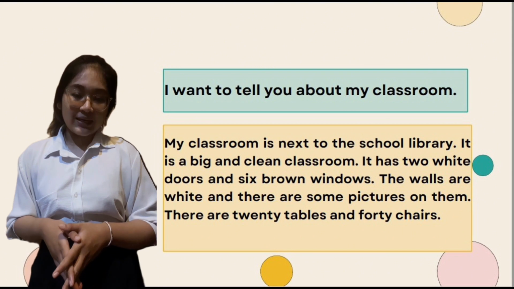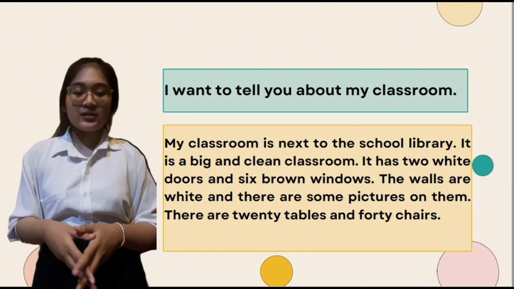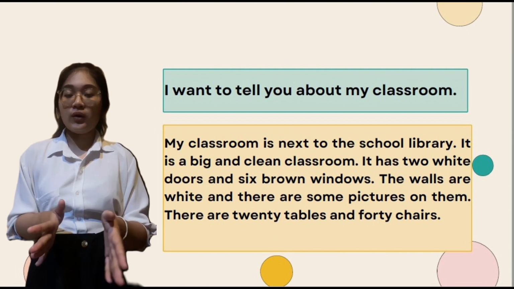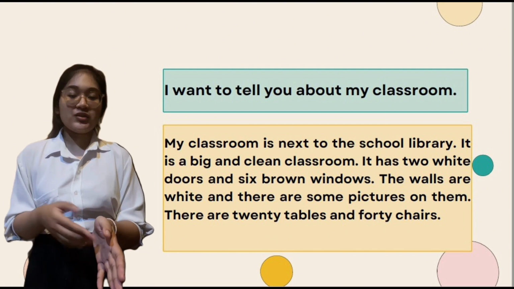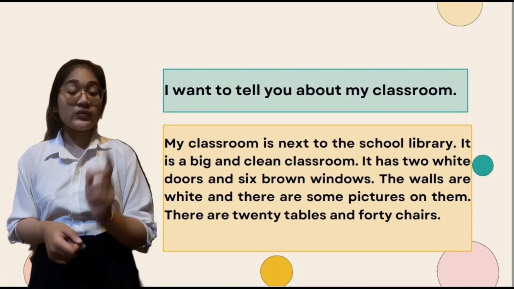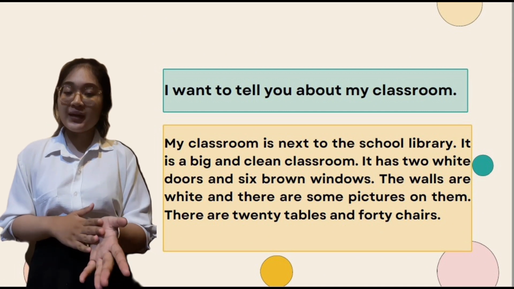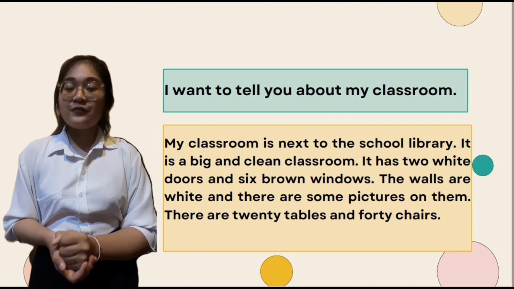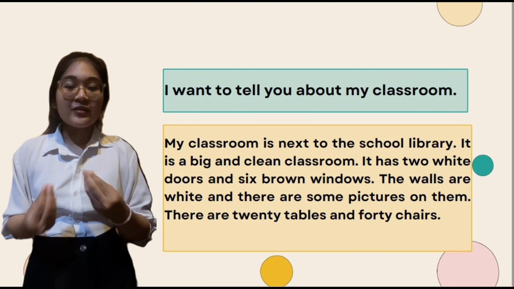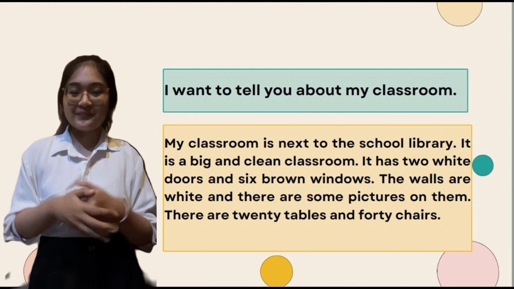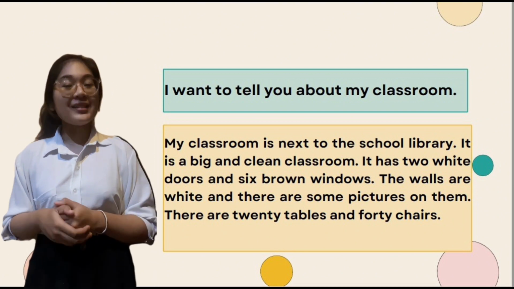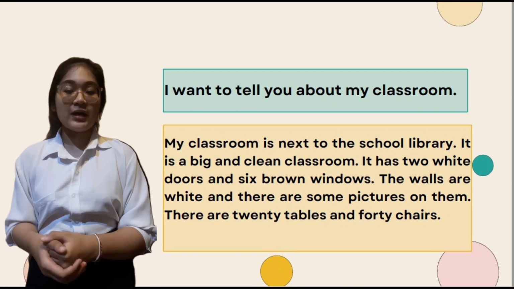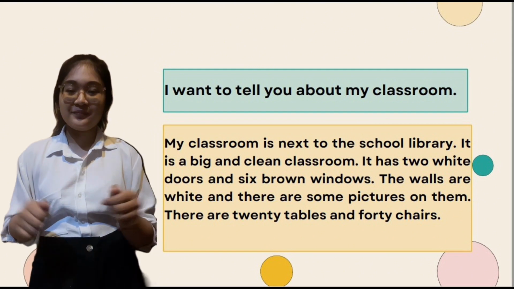Here, we can see the use of nouns such as classroom, library, doors, windows, walls, pictures, tables, and chairs. And of course, there are also adjectives including big, clean, brown, white. Tell me if you find other examples in the comment section. You got it, guys? Do you understand what I have explained? If you're still confused, you can write down your question in the comment section.